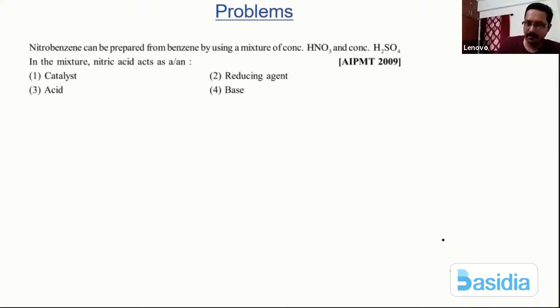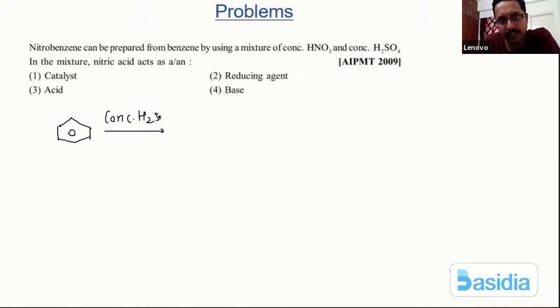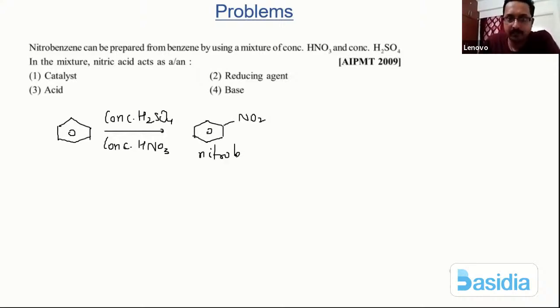So now let us try to understand what exactly is happening. First thing, I'm going to write the nitration reaction. What exactly happens in the nitration reaction? We have a benzene ring over here, and it is going to react with concentrated H2SO4 and concentrated HNO3, correct? And we end up getting a benzene having an NO2 group. That means this is our nitrobenzene, correct? This is our nitrobenzene. But as I told you, understanding the mechanism is very, very important.